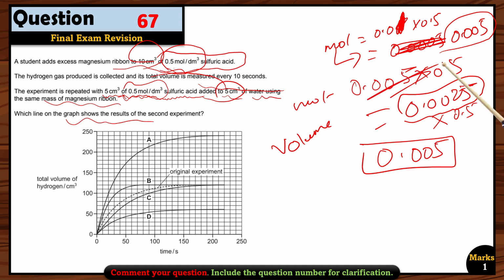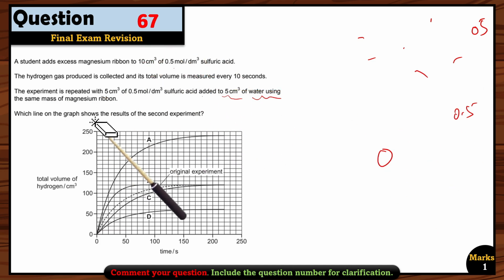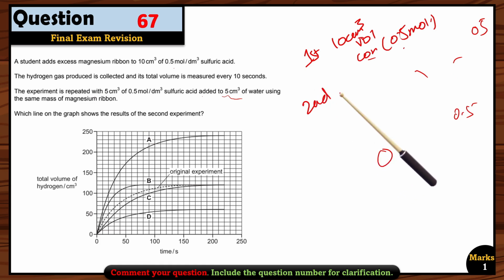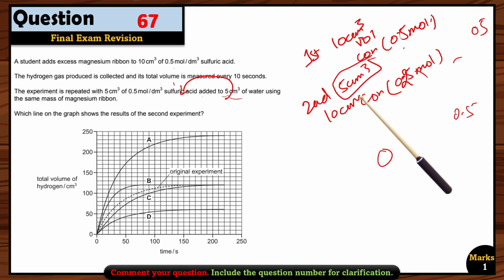If you guys are getting confused, I will explain it again. Just look at the information. The first experiment has 10 cm³ as a volume, and the concentration is 0.5 mole. In the second experiment, you have 5 cm³ of volume with the same concentration, 0.5 mole, right? But the water is added again. So when the water was added, the concentration became 0.25. So now the volume is the same, but the concentration is different.